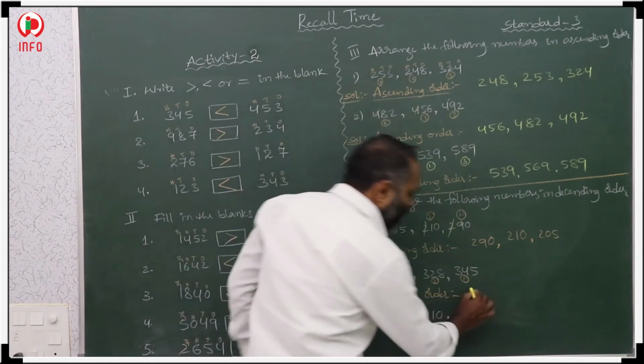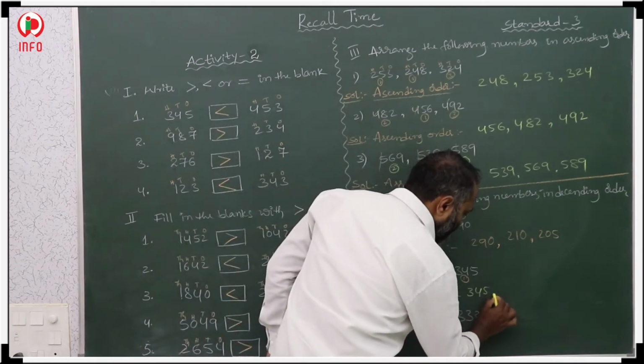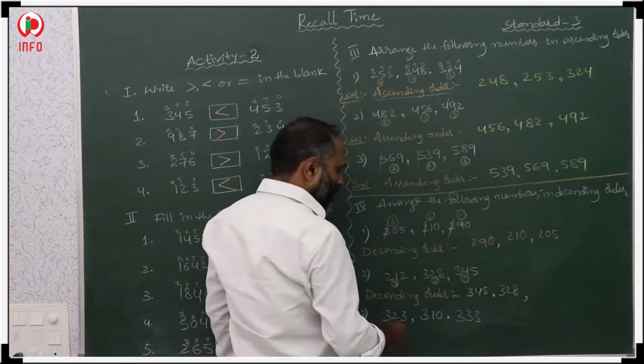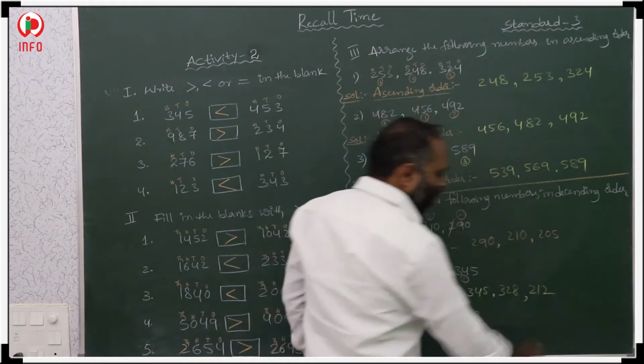First we have to take 345. Then after that 328. Then the smallest among all these, 212.